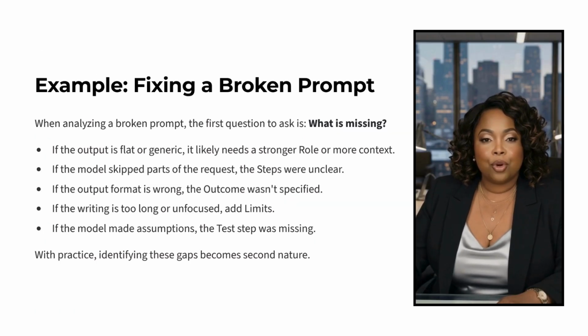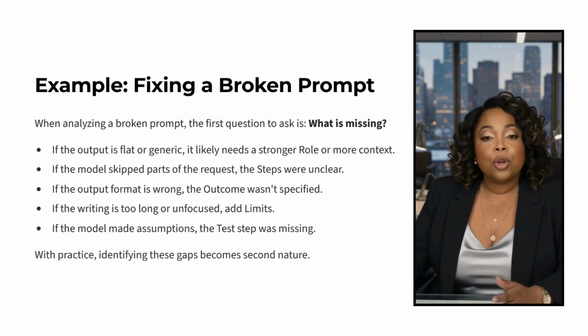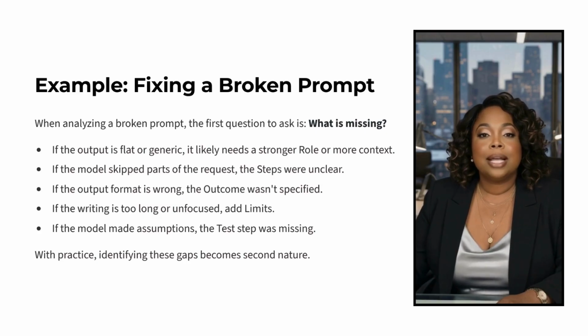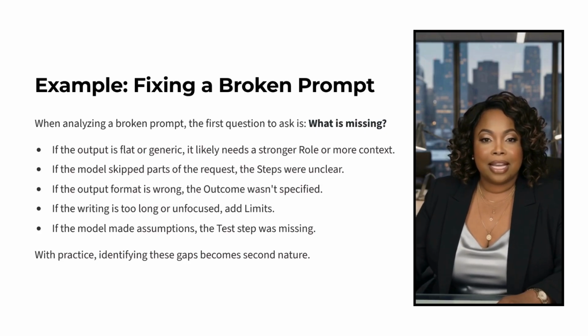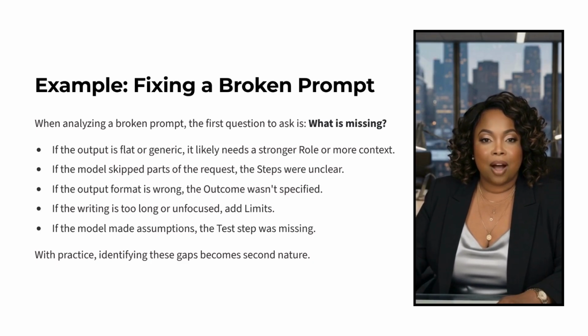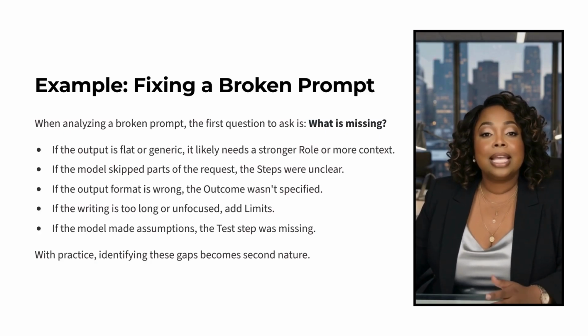When analyzing a broken prompt, the first question to ask is, what is missing? If the output is flat or generic, it likely needs a stronger role or more context. If the model skipped parts of the request, the steps were unclear. If the output format is wrong, the outcome wasn't specified. If the writing is too long or unfocused, add limits. If the model made assumptions, the test step was missing. With practice, identifying these gaps becomes second nature.